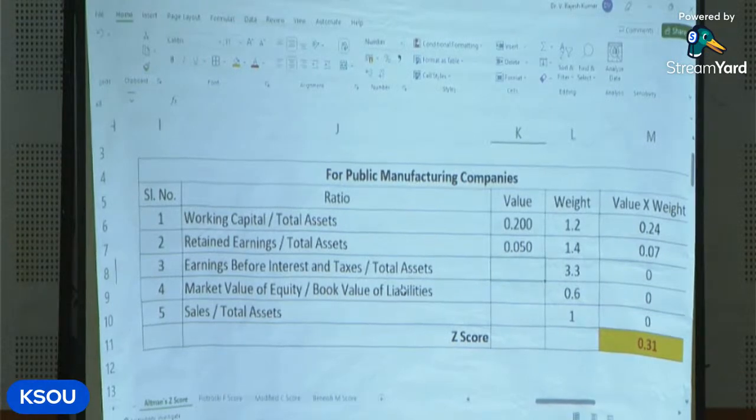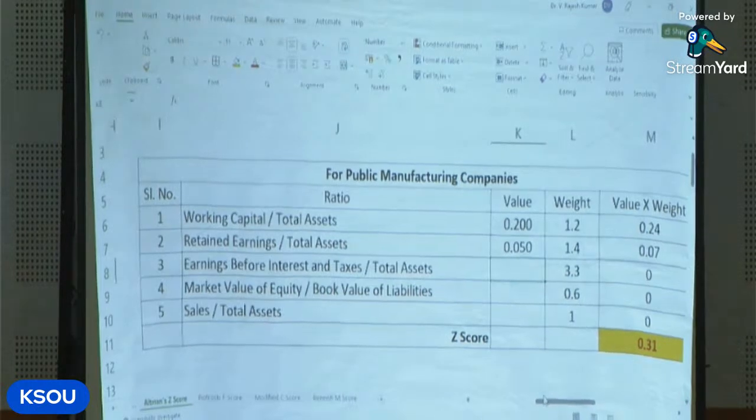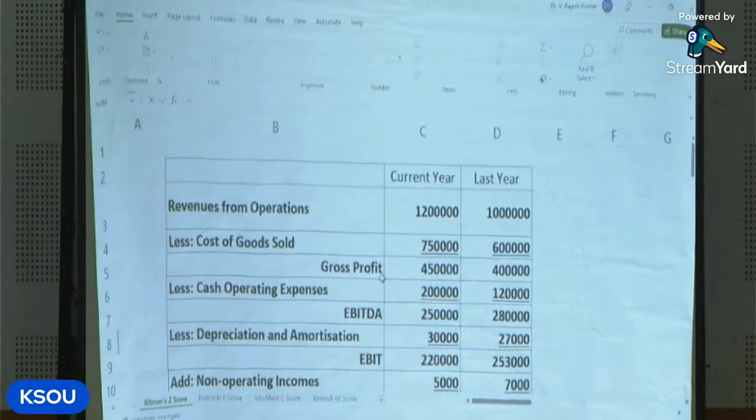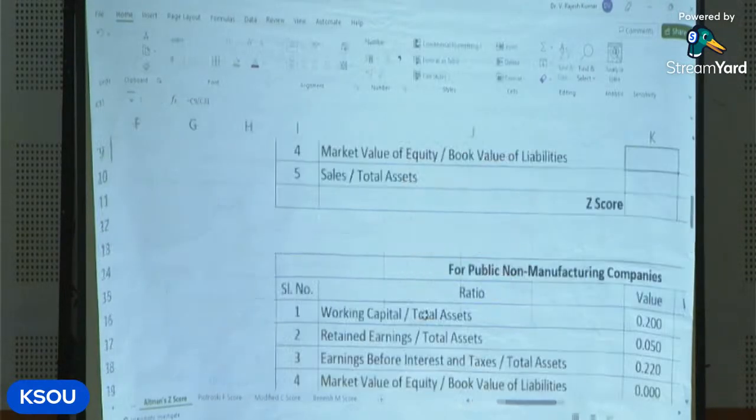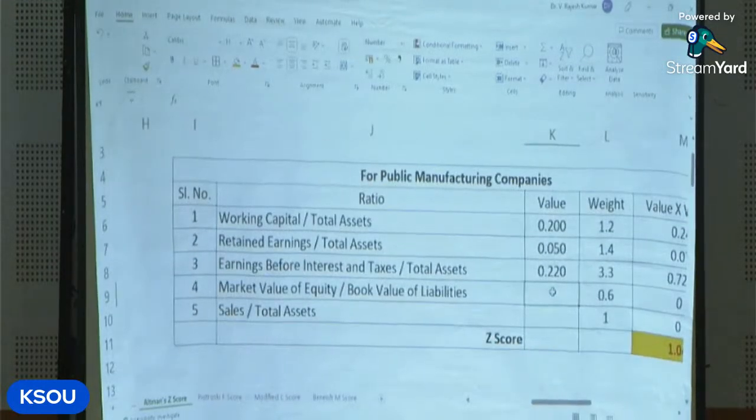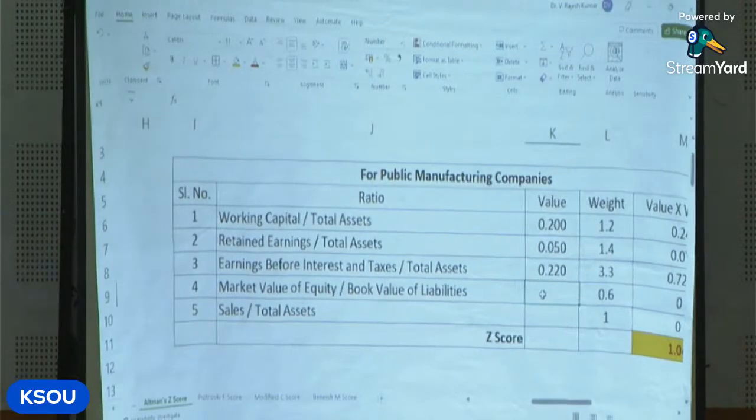Then EBIT by total assets, as you know, is return on investments, or this is called the profitability measure. So it is equal to EBIT by total assets. So this is the number. I'm just calculating as per this. But the next one is important.